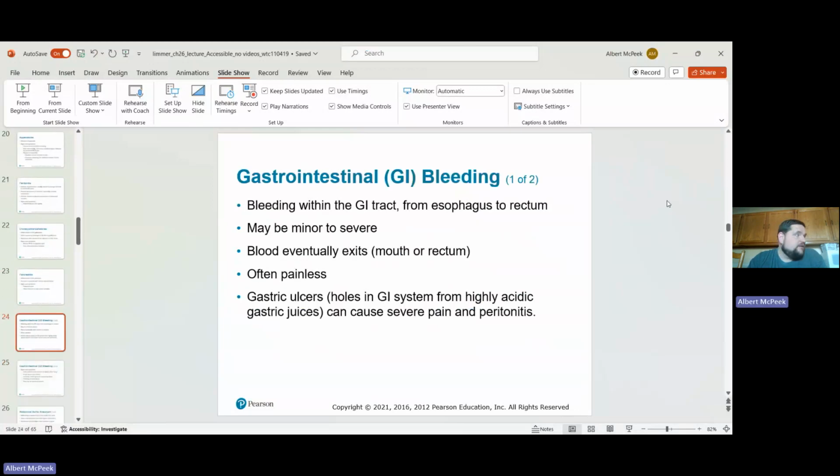Let's talk about GI bleeding. And GI bleeding is a real serious problem. Bleeding within the GI tract, that's bleeding from anywhere from the esophagus to the rectum. It may be a minor bleed or it could be a severe bleed, but simply the presence of the bleeding itself makes this a medical emergency.